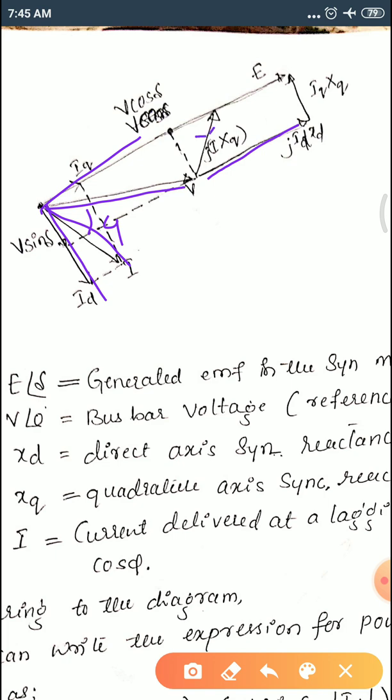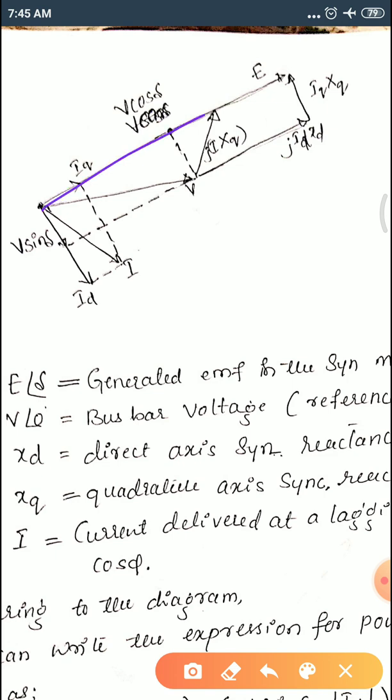So this I'll speak about later. Okay, so IDXT and IQXQ. IDXT is perpendicular to this line, and then IQXQ is perpendicular to this line. Okay, and then the total of this is your E. Now we'll define each term.